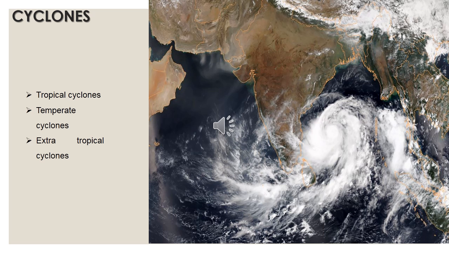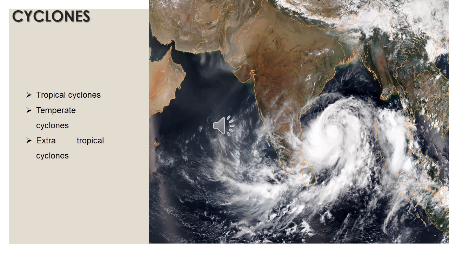So next, the variable wind. Apart from planetary wind and periodic wind, we have to discuss variable wind and local wind. Variable wind includes cyclones and anticyclones. First, cyclone. The term cyclone is a Greek word meaning coil of a snake.